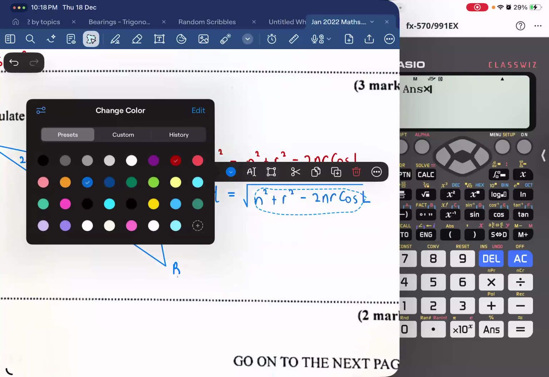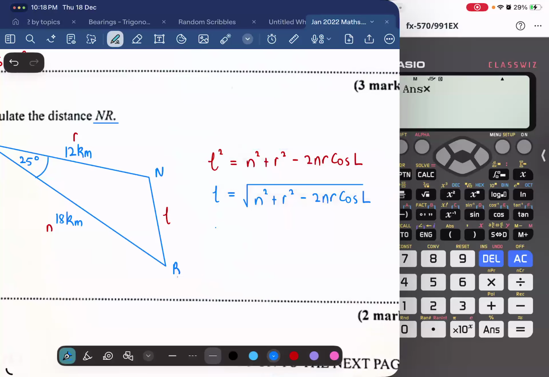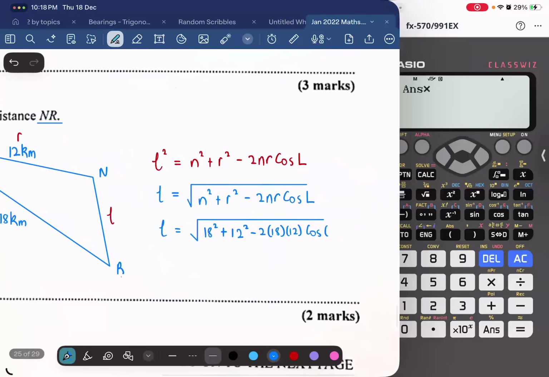Okay. So L would be equal to the square root of N squared, and N in this question is 18, so 18 squared, plus R, that's 12 squared, minus 2 by 18 by 12, cosine L, where L is 25.